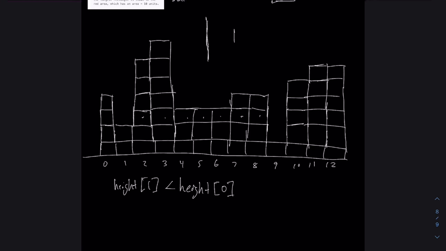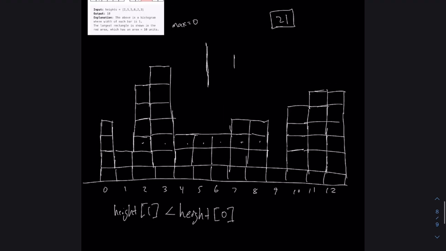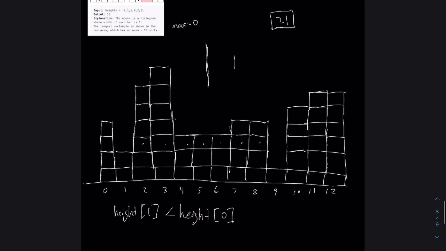We can just only test 2, right? Because it's not possible for it to be of height 4. There's this gaping hole right here that's preventing it from happening. So, yeah, that's what happens when we see that this height is less than the previous height.